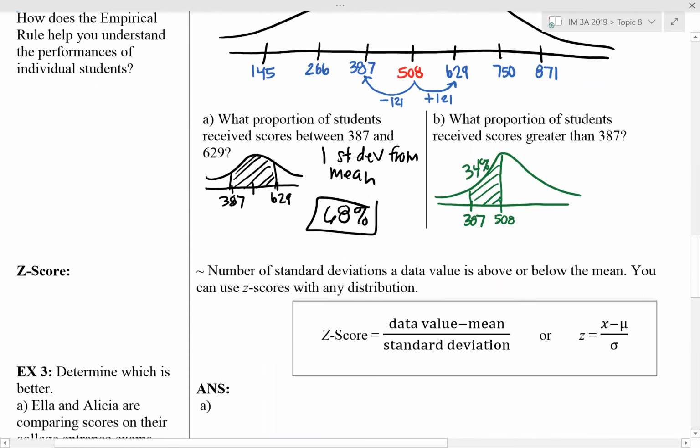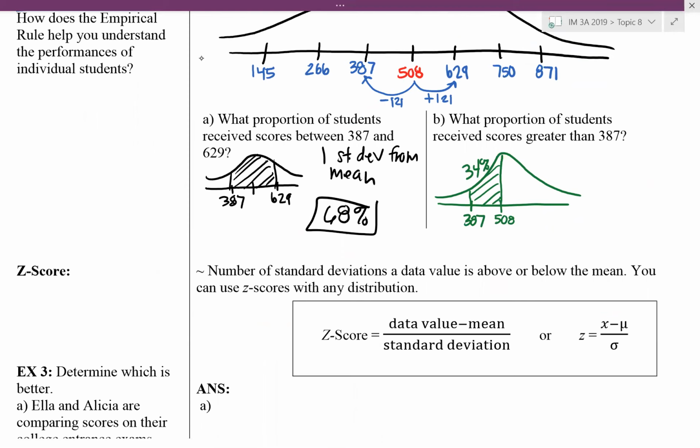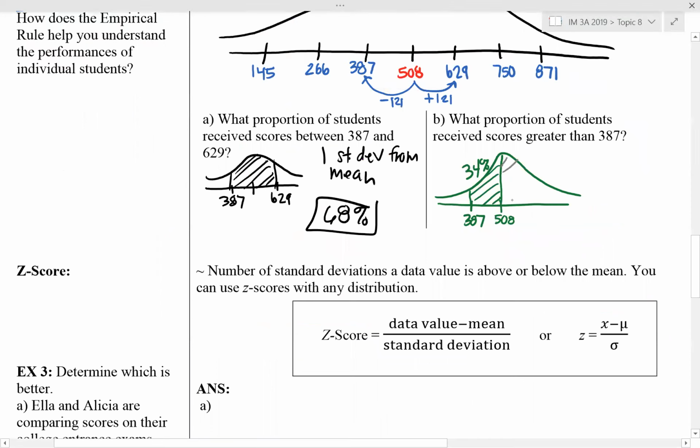and 508. What I also know is that the rest of the data is half. So everything to the right of 508 is 50%. All the scores greater than the mean represent 50% of the data, plus that 34% of data that lies between the mean and the standard deviation. So that means that this is going to be 84% that is greater than 387.